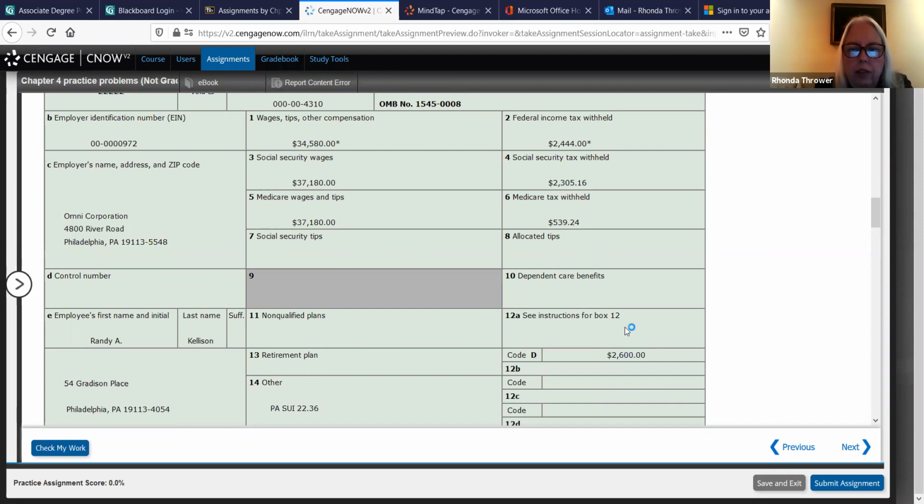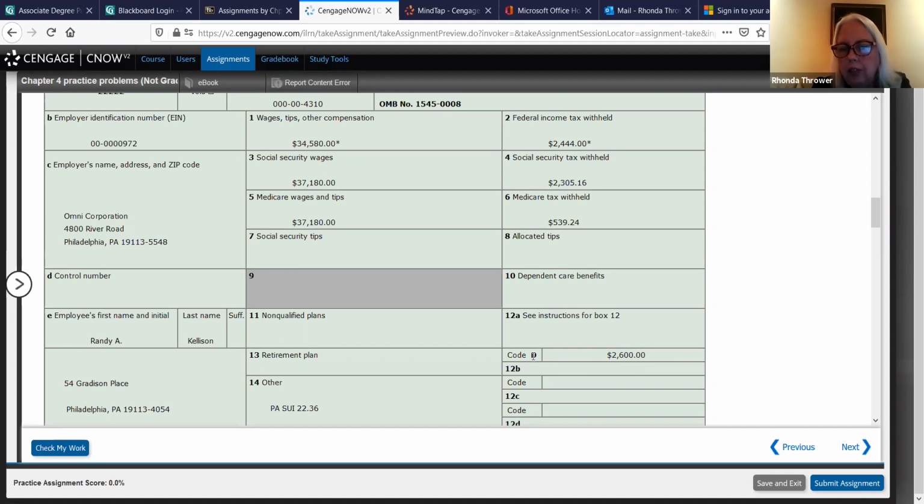For box 12, this has to do with retirement plans. So they've entered code D, and I want to show you where you can get that. I also need to show you how to calculate this amount. Remember, for this employee, they took $50 a week for the 401k plan. So you multiply 50 times 52, and that will give you 2,600, and that's how they got this amount here.